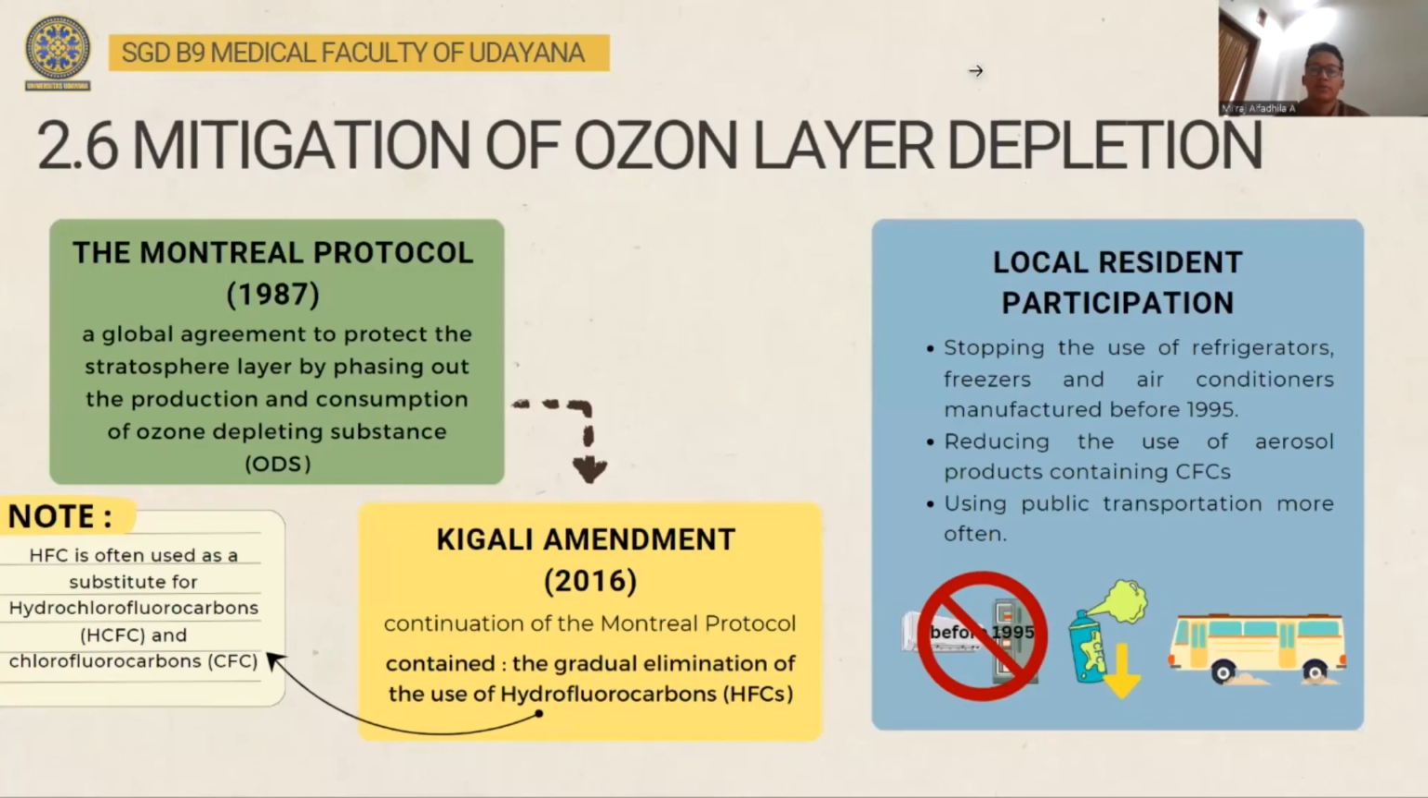Hello, my name is Azam Ratfadla with three-digit student ID number 094. I will explain about the mitigation of ozone layer depletion. There are several efforts that have been made to mitigate ozone layer depletion. The most famous is through the Montreal Protocol in 1987. This agreement contains the gradual elimination of ozone depleting substances such as CFCs and halogens. Substances like these are often found in air conditioners, refrigerators, fire extinguishers, and etc.